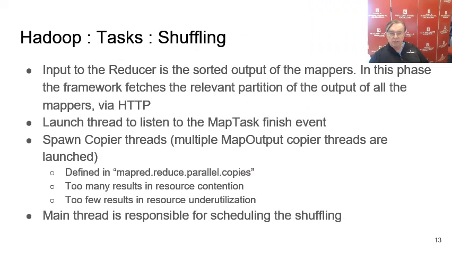Shuffling, I've already mentioned, is needed to make certain you get to each reducer the data it wants. It effectively sorts the data using HTTP to fetch the data off disks, and it is waiting for the map task to finish. And it uses copier threads, which actually do this task of reorganizing the data and sending it to the right place.